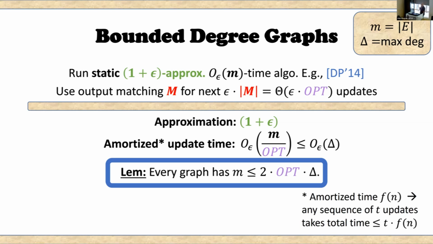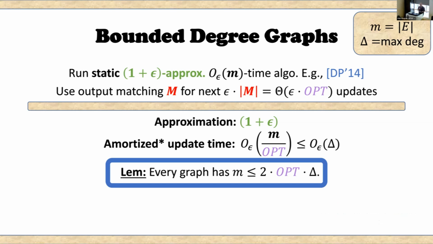So what does this suggest? This suggests a natural next step. Let's not work with the entire graph in case the max degree is actually large, but instead just maintain a subgraph that contains a large matching and has bounded degree, and we'll be able to maintain exactly the max matching in that thing, which would be a good approximation of the overall.